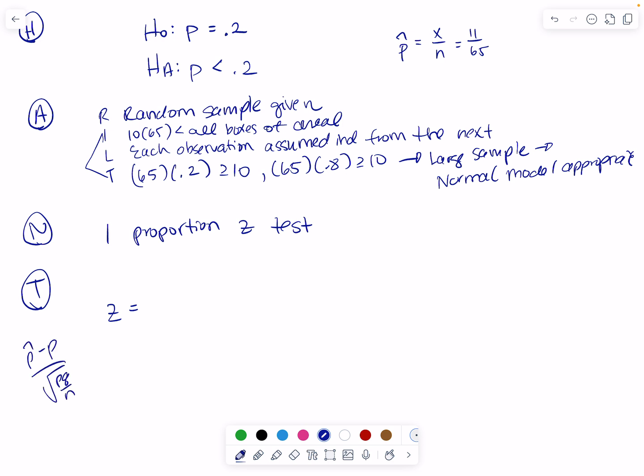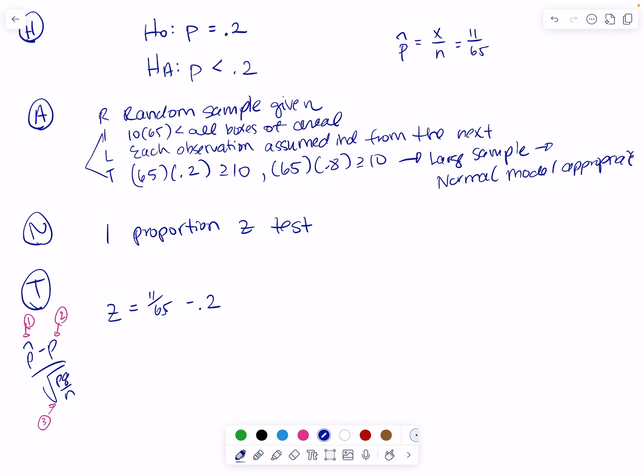I'm putting it over here because I don't want you to put it on your test, because sometimes if you mess up the symbols you get marked off on the AP test. But this is column 1 minus column 2 divided by column 3 on your chart. And so first of all, my p hat is 11 out of 65 minus my p, which was 0.2. I could make 11 out of 65 into a decimal if I wanted to.